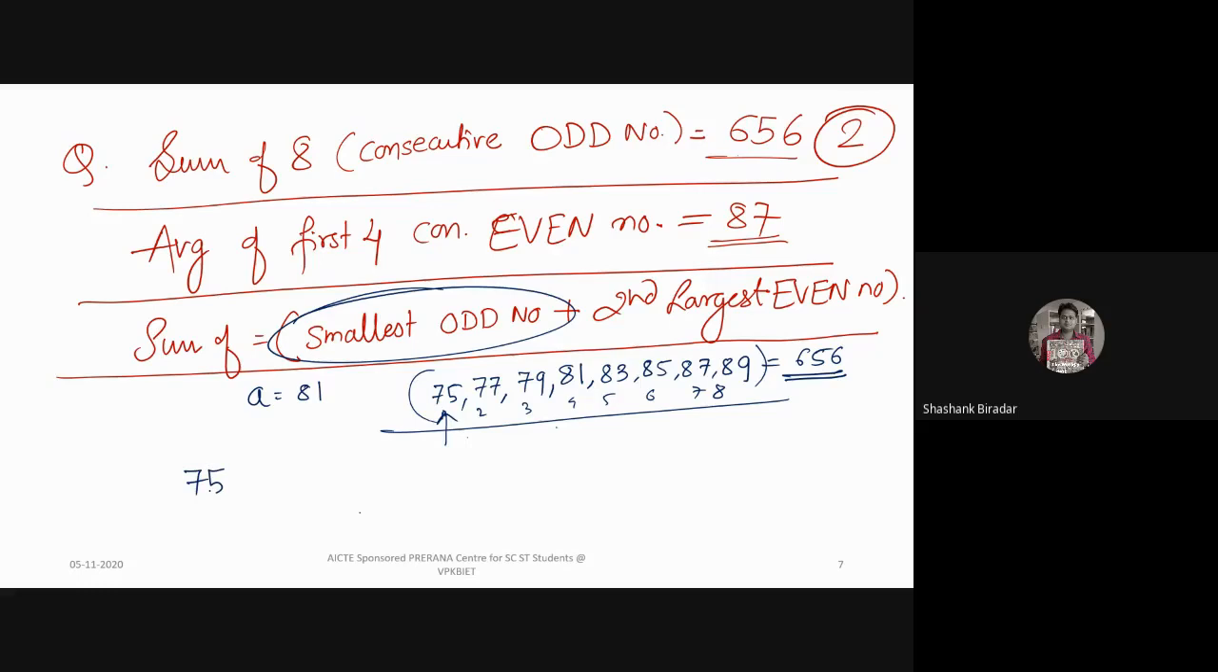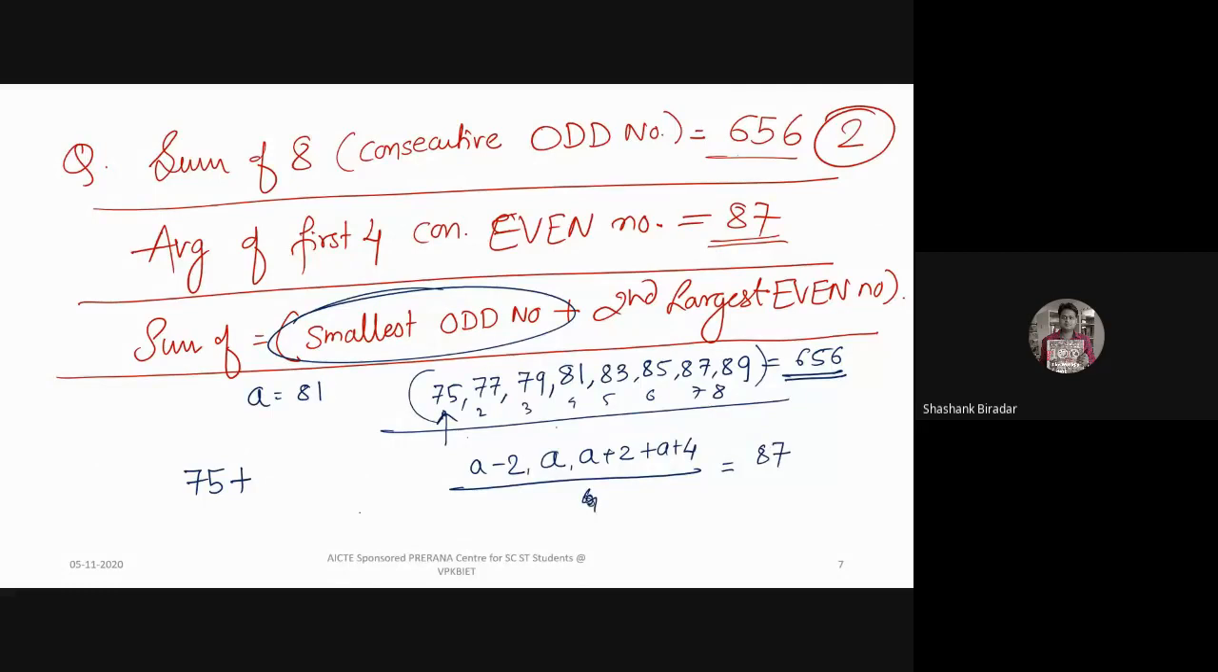So 75 plus the second largest even. The average of the first four consecutive even numbers is 87. So again we have to think of the same. I'm having the even number as A, then A plus 2, then A plus 4, then A minus 2, divided by 4, it gives me 87.